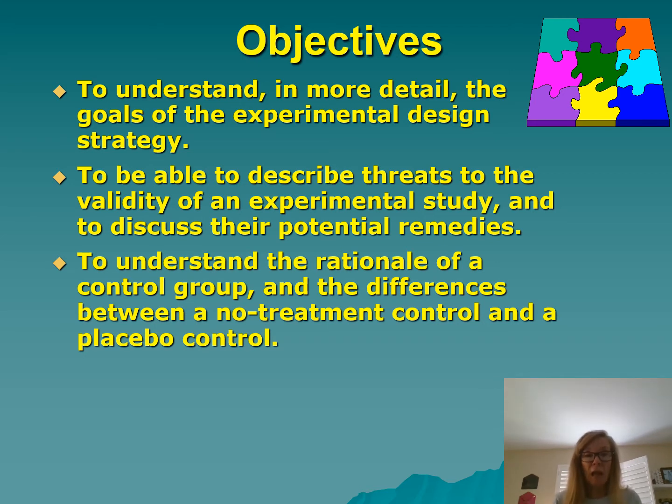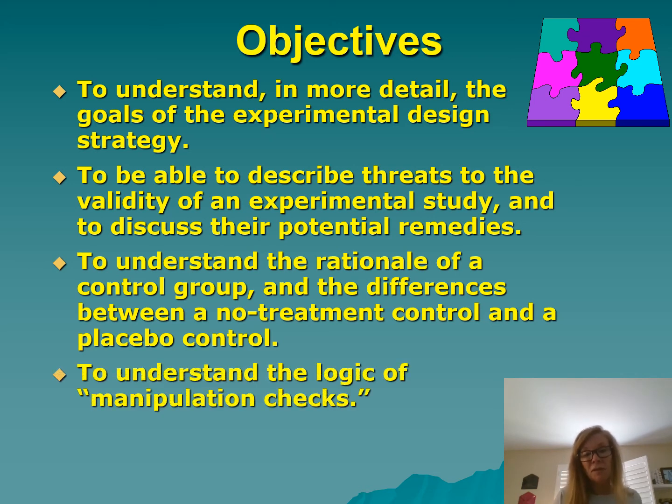We'll talk about the rationale of using a control group. As I said in the introductory slide, a control group is not a requirement, but they are frequently used in experimental studies for good reason, and so you need to understand the rationale behind them. You also need to understand the difference between different types of control groups. Specifically in psychology, we have a no treatment control option and a placebo control option. What do those do for us? When would we use them? What's their logic and rationale? That is yet a third objective.